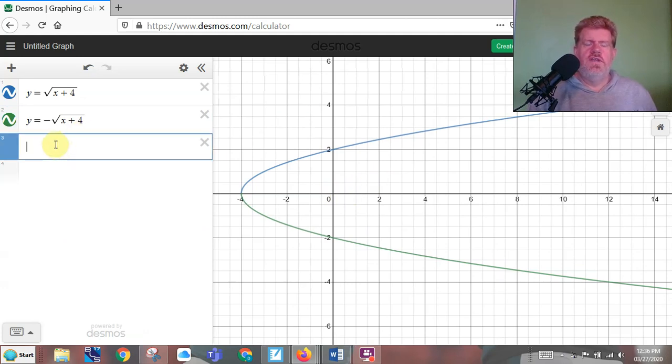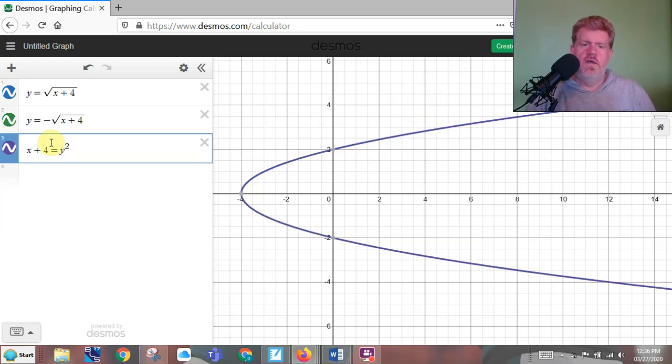Now look at, if I did this here, remember what we had started with? X plus 4 equals y squared. Well, look at that. If I turn these two graphs off, that is the inverse. And these two graphs are right on top of it.